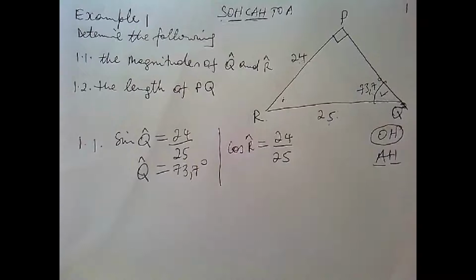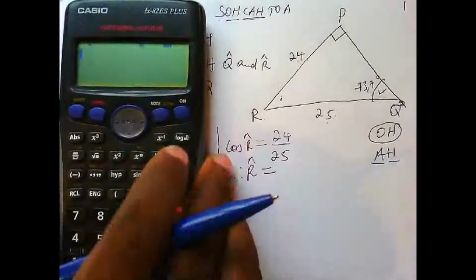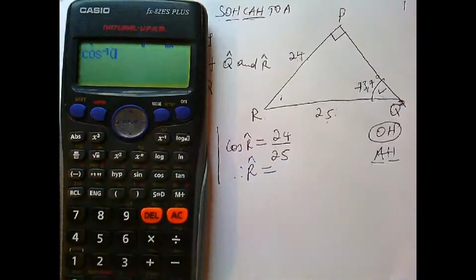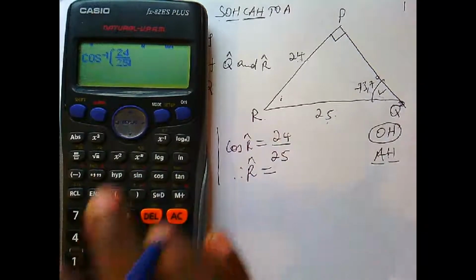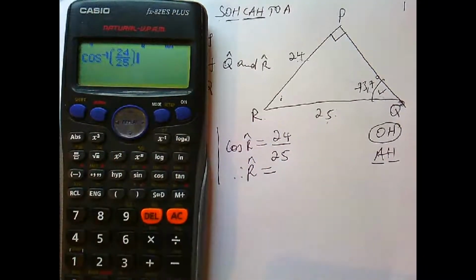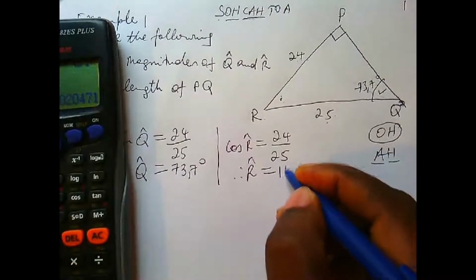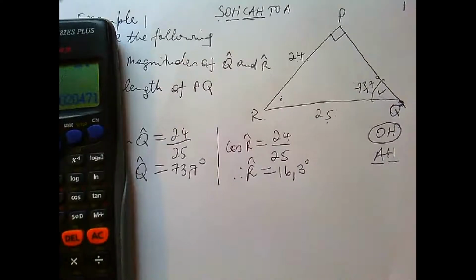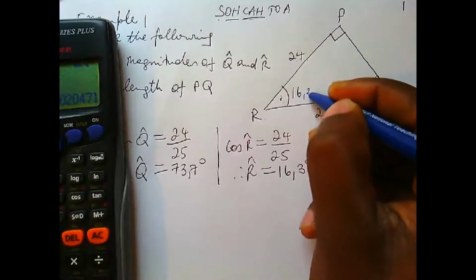So once again, we use our calculator to find angle R. We are going to press shift cos this time of 24 divided by 25 is equal to, and our calculator is going to give us 16.26, which is 16.3 if we correct to one decimal digit. Now remember that this now is 16.3 degrees.